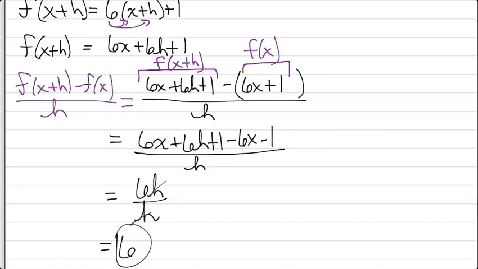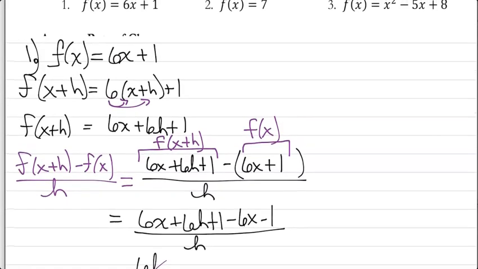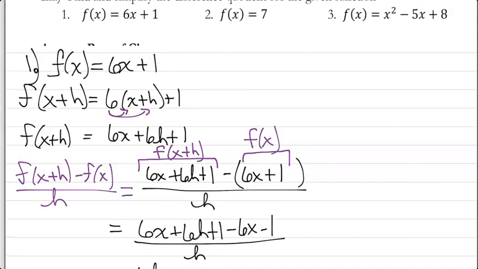If you remember how to calculate slope of a line, that's what this is. This is a linear equation, y equals mx plus b. This is my slope right here, 6.